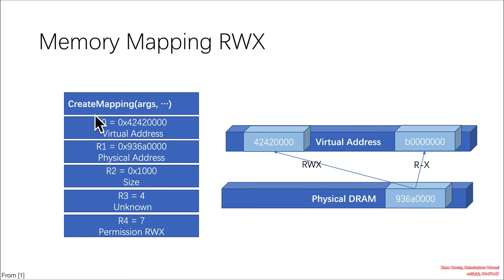But what they do is they call create mapping, and they specify for the first argument that they want to put it at 42.42.0.0.0.0. And that means it's going to take this physical address and put it here, and they're specifically going to pass permissions to say, I want this memory to be readable, writable, executable. So basically, they just need to get their code there somehow and then ultimately execute that code.